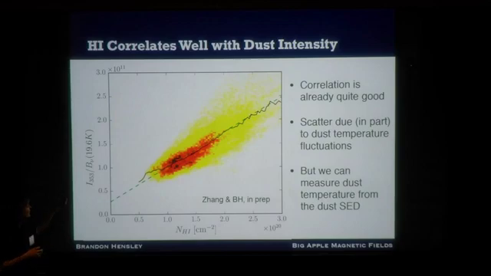Okay, so this is just a plot of the Planck 353 gigahertz intensity versus H1. Again, these two things are remarkably well correlated. The H1 is already doing an excellent job at predicting what your total dust intensity is.